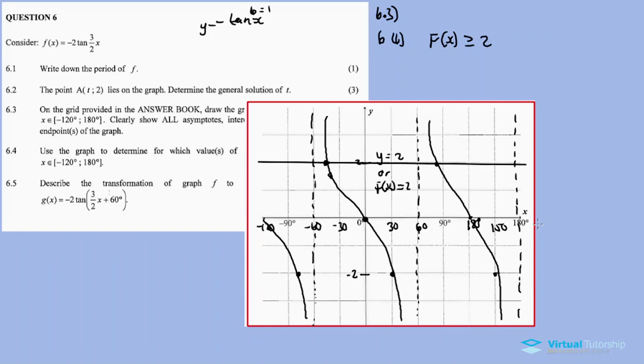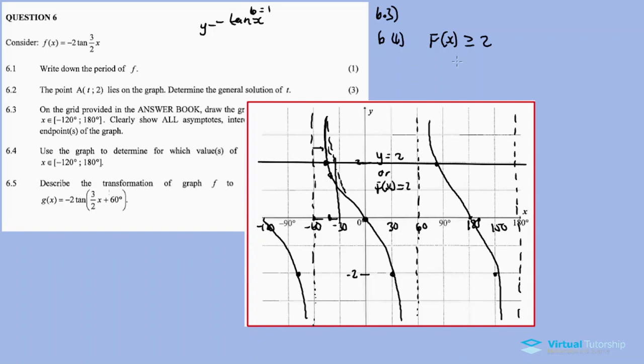Where is that? Check here. If I start from negative 60 degrees, I have a y which is greater than y equal to 2, from negative 60 degrees to some point here, but because my sketch is not accurate, it should have done something like this.